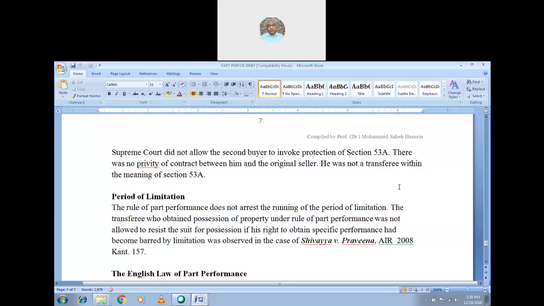On the mutual understanding of both the parties, it can be extended. One or two months extension, sir.